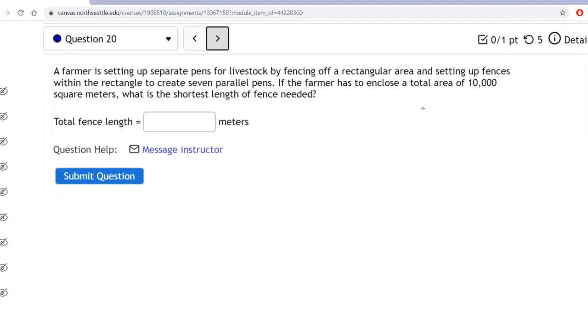So 20 says, a farmer is setting up separate pens for livestock by fencing off a rectangular area and setting up fences within the rectangle to create 7 parallel pens. So I just want to draw that picture for you in case you're having trouble picturing what that means. This is for number 19 and 20 on the online homework.